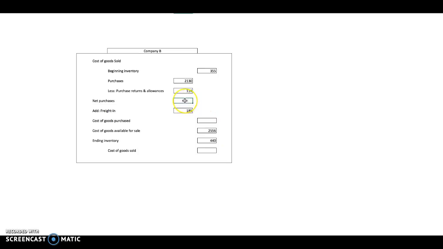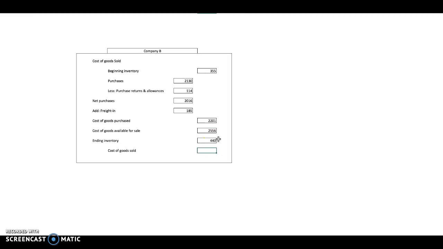So we'll start with the net purchases. In order to calculate that, all we have to do is subtract the purchase returns and allowances from the purchases. And that's 2,130 minus 114 equals 2,016. Once we've done that, we can calculate the cost of goods purchased. We do that by adding the net purchases and the freight in. And when we do that, we get 2,201.